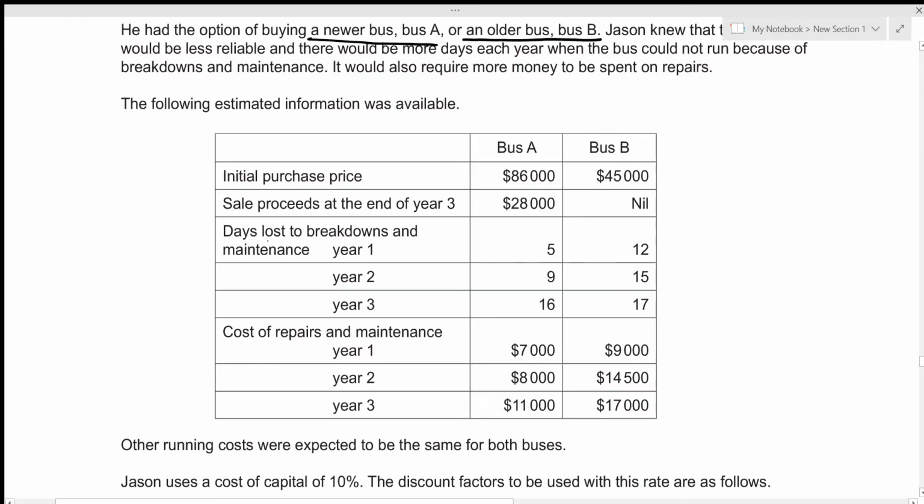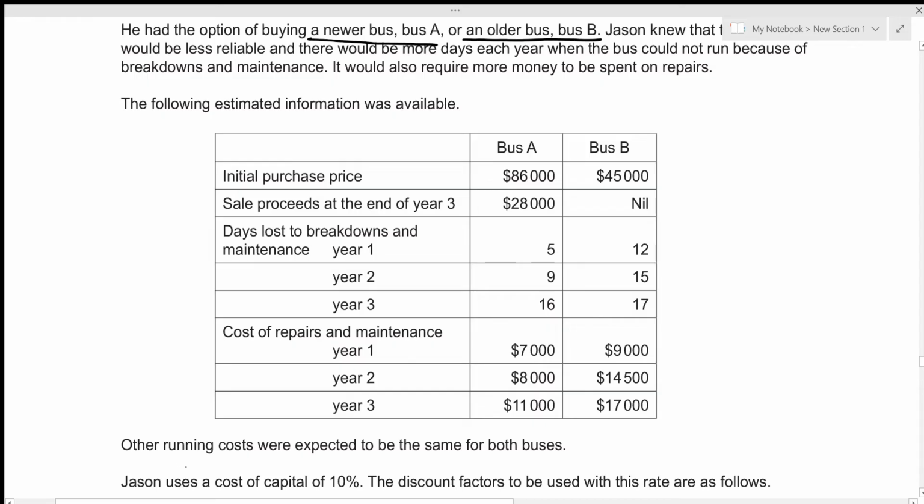Now, let's have a look at the days lost due to breakdowns and maintenance for year 1. The days lost for Bus A is going to be 5 and for Bus B it is going to be 12. This was already mentioned above, as Bus B is older and would have more frequent breakdowns compared to Bus A. The same applies for year 2 and year 3. You can see that there are higher days lost for Bus B. Then the cost of repairs and maintenance for year 1, year 2, and year 3. If we compare Bus A with Bus B, we can definitely conclude that Bus B requires higher repairs and maintenance due to the higher costs.